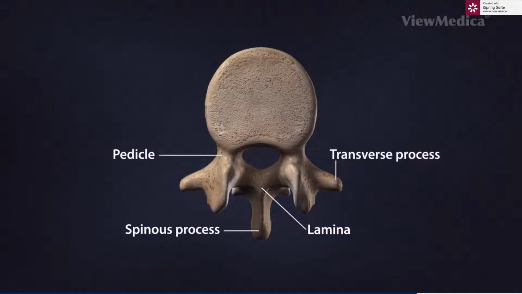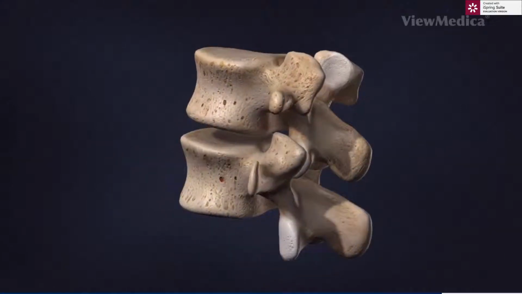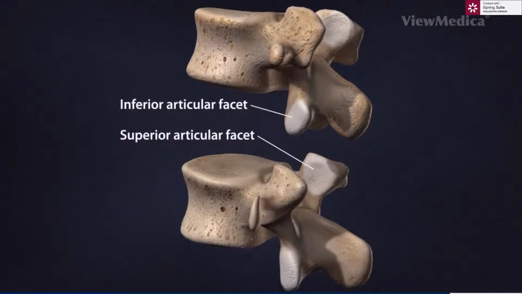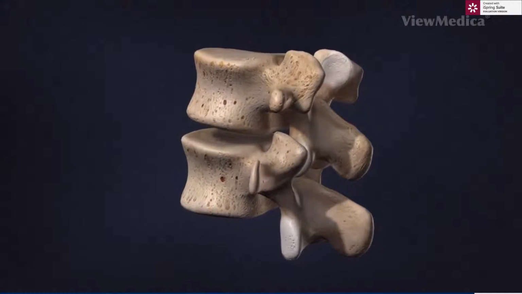Transverse processes protrude from the sides of each vertebra. Muscles and ligaments that move and stabilize the vertebrae attach to the transverse processes. The articular facets form the joints where each vertebra connects with the vertebrae above and below it. Each vertebra has 4 facets, 2 superior facets and 2 inferior facets. The facet joints have a covering of cartilage which allows movement.